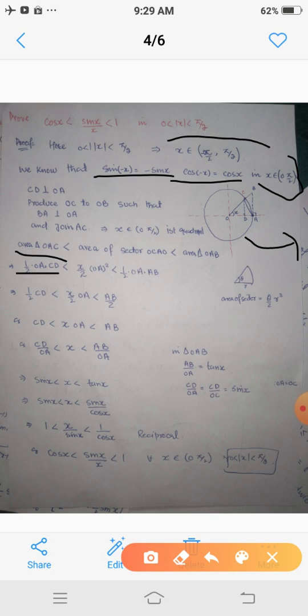Now the area of the sector is angle upon 2 times radius squared. If we have here angle x and radius is r, then its area is x by 2 OA square, which is less than the area of the bigger triangle.